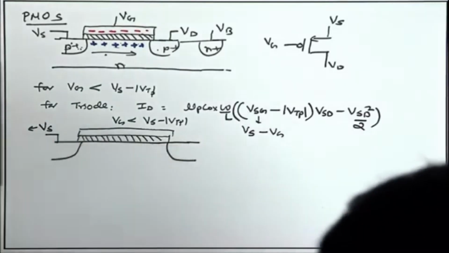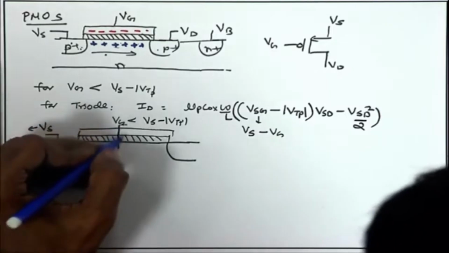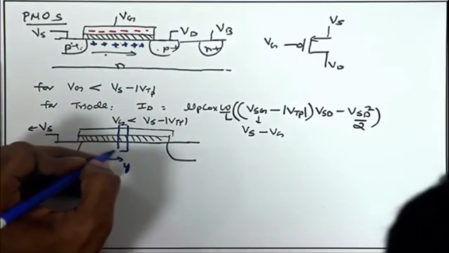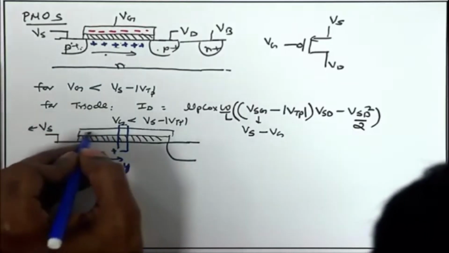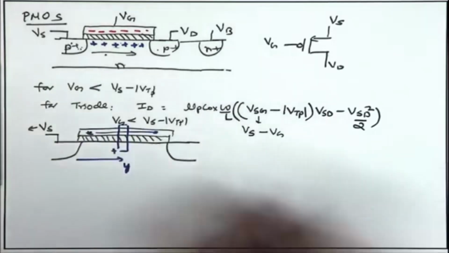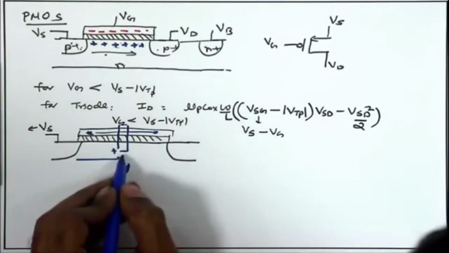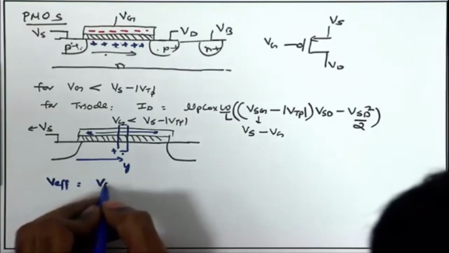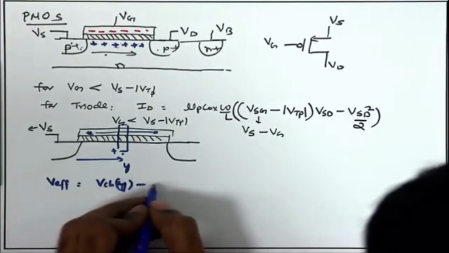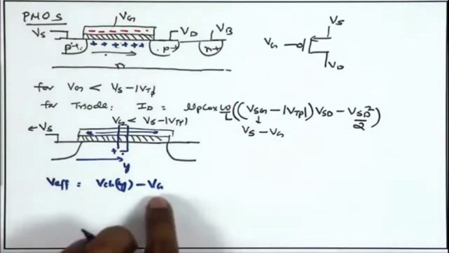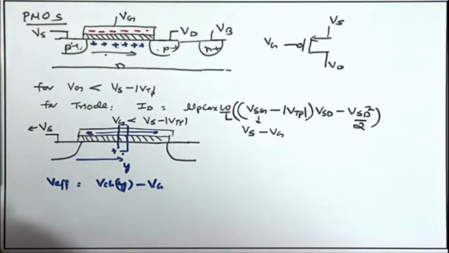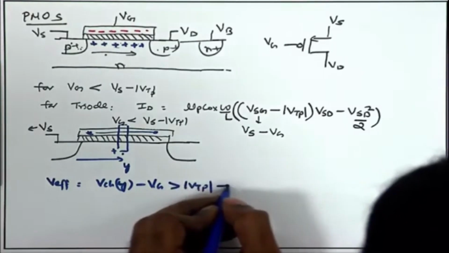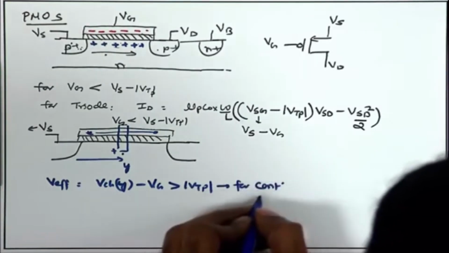We know that at any point in the channel, if I take a particular cross section and call this location y, the effective potential drop across the channel is determined by Vg, which is uniform. This whole region is Vg, a metal contact, with no change in potential across this entire length. Here you have V channel y. So, the effective potential V effective is just going to be V channel y minus Vg, and this must be greater than mod Vtp in order to ensure a continuous channel.